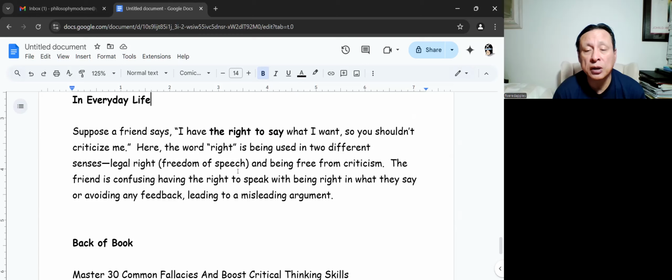You're not free from people undermining your opinion. You're not free from people showing you to be an ignoramus for saying what you said, right? No, you're not free from that. But this person is like, "You can't criticize me, I am free from that." No, you're not. You do have a right to say, that's the legal right. That does not include freedom from criticism.